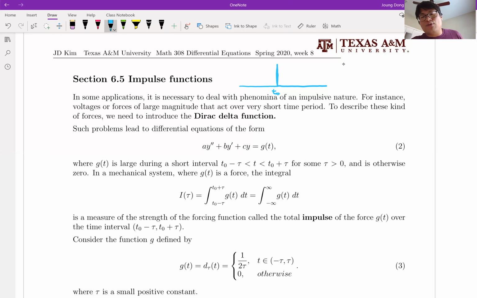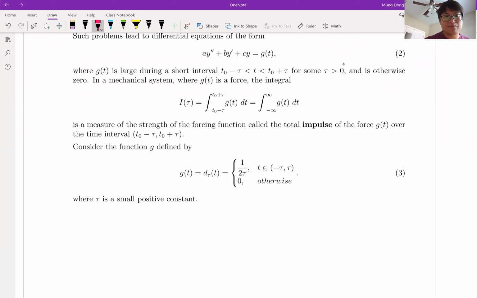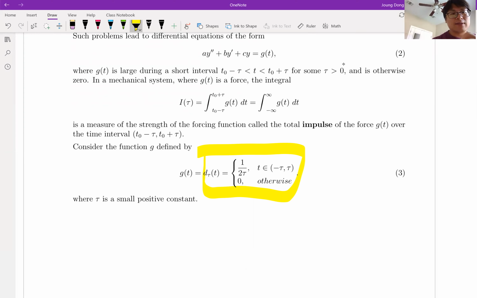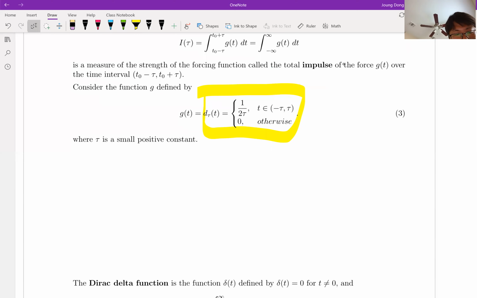Now let me express this kind of impulse situation in math. To do so, I have to introduce one important function, which is this delta sub tau. It is defined here. It looks a little bit complicated, but it's really easy. We assume that the thunder or impulse happens at t equals 0. Then let me give you the graph of this, and then everything will be easy. Here we go.